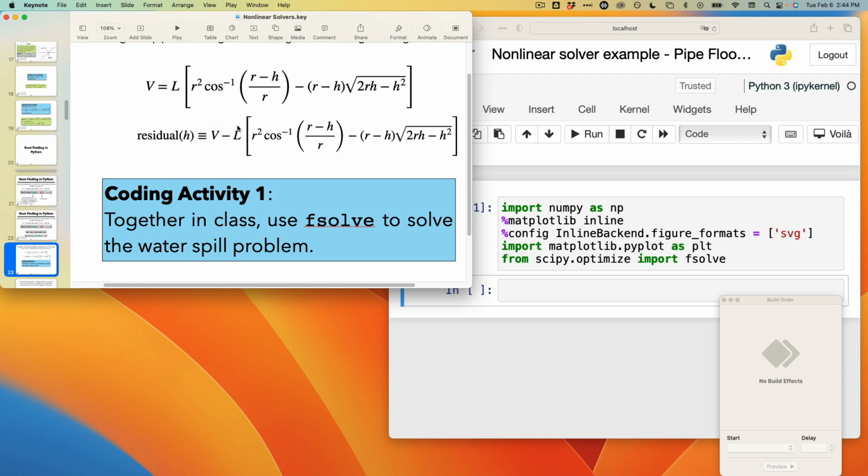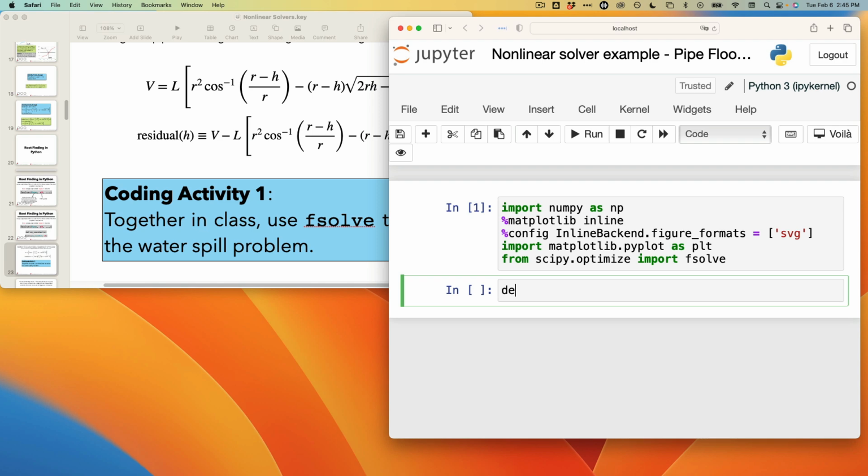We will assume that V, L, and R are given to us and they're hard-coded inside that function. So we're not passing them as parameters. Later, we will pass them as an optional parameter. But now I just want you to focus on the variable of interest, which is h. So let's go ahead and say define pipe residual, and that is going to be a function of h, at a minimum.